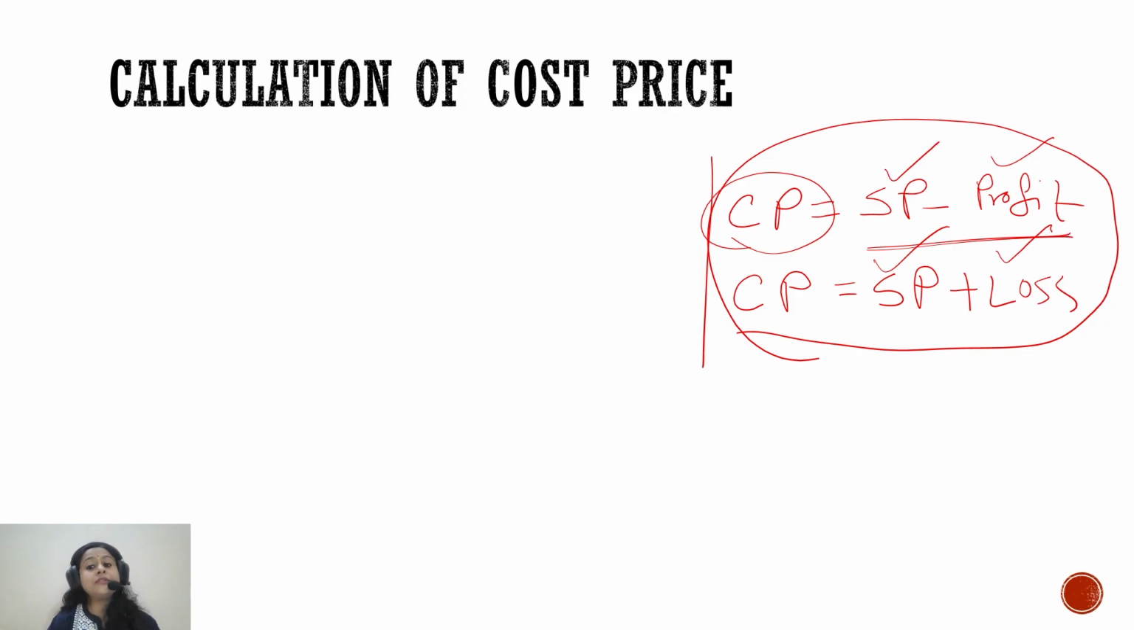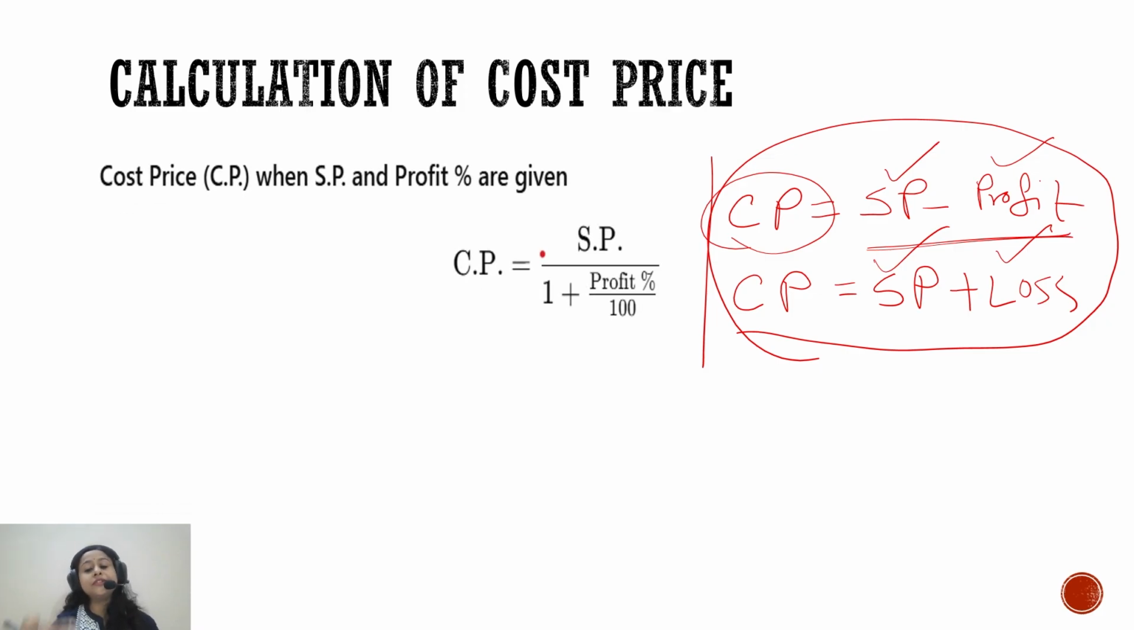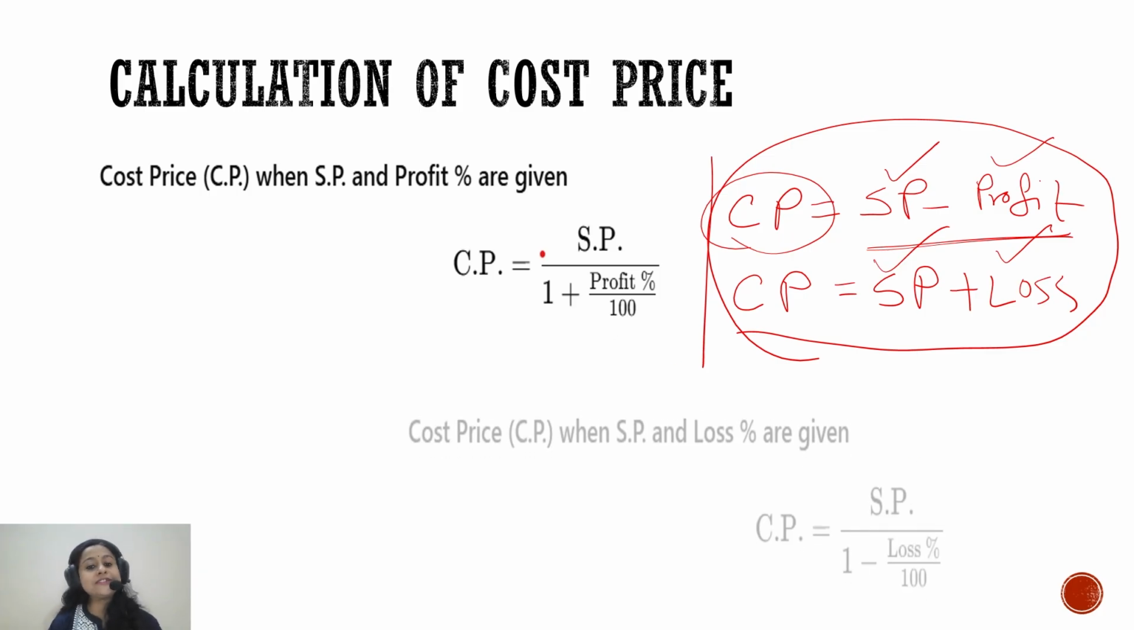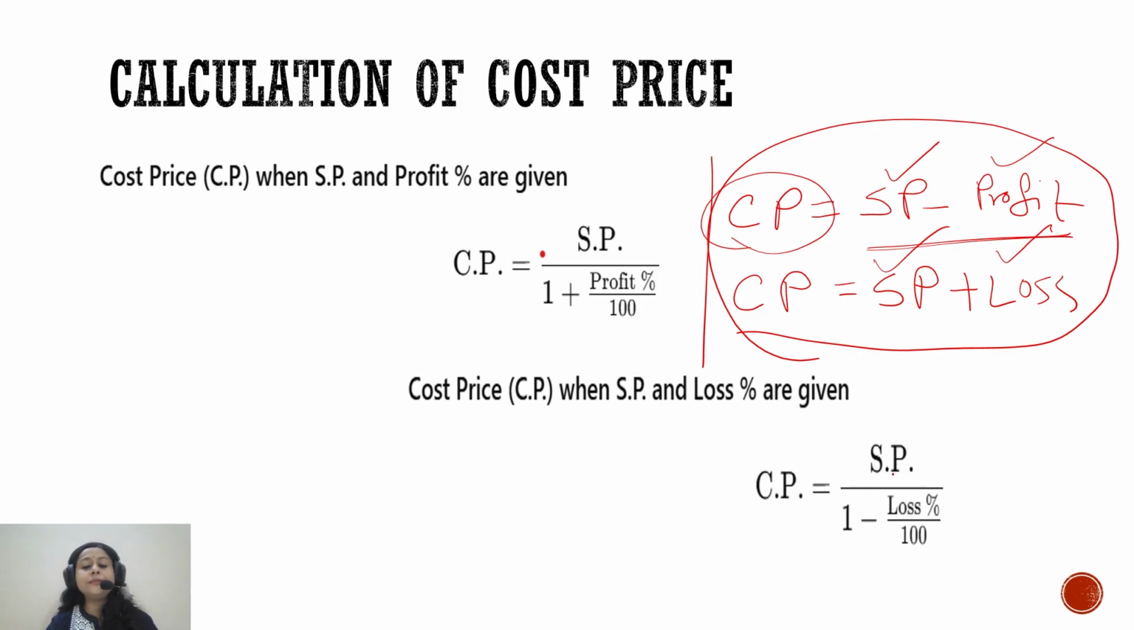And if it is given in percentage terms, it will just be the reciprocal of what we learned in the previous slide. It will be selling price by 1 plus profit percentage. Earlier it was cost price into 1 plus profit percentage, but here it will be selling price by 1 plus profit percentage.